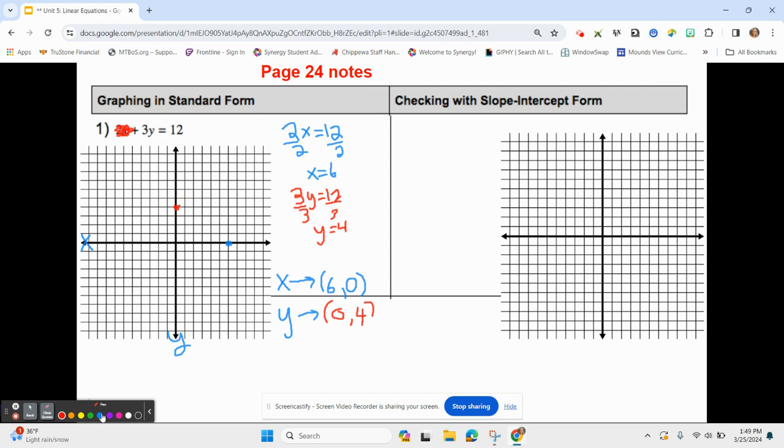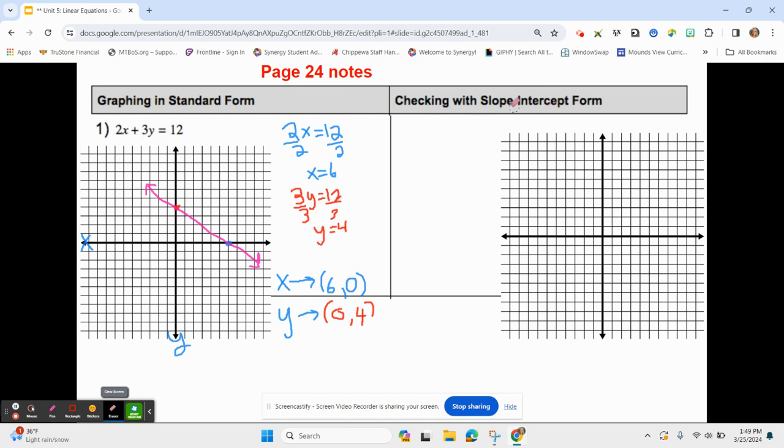And now what I can do is take this equation. It is now graphed using 2 points. And you're just going to do your best line possible. Oh, there it is. I have graphed using standard form. There's a picture of my line. Pretty cool.